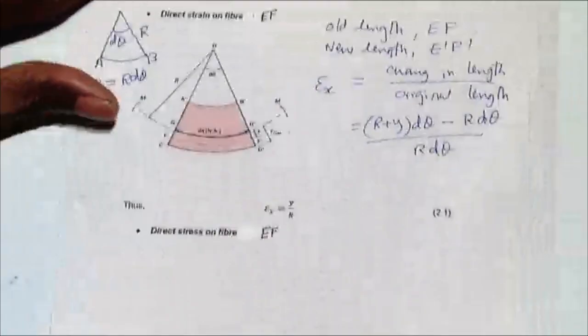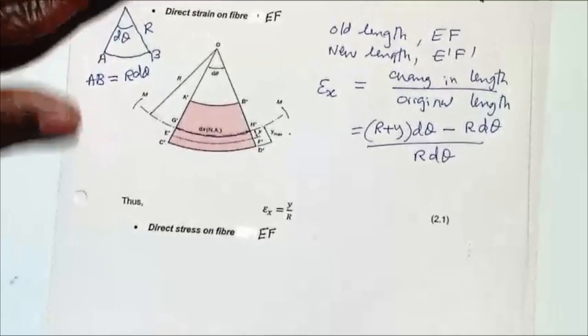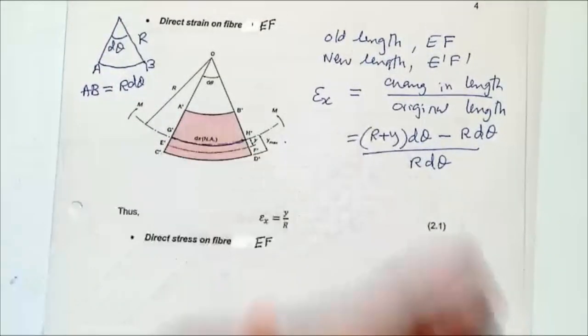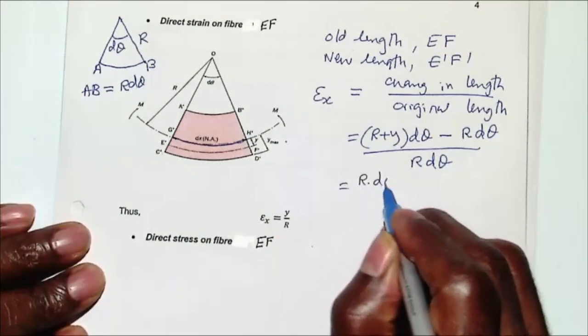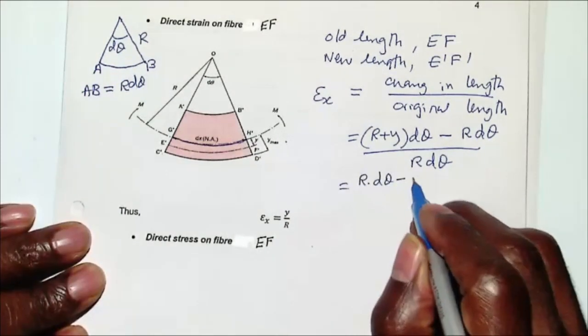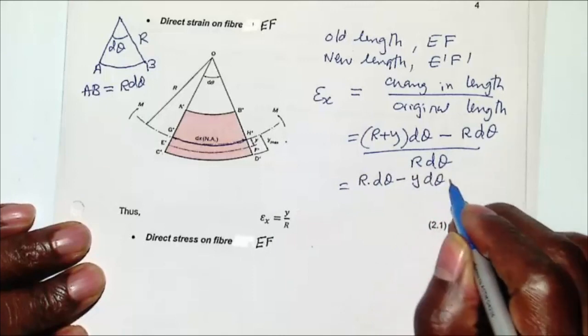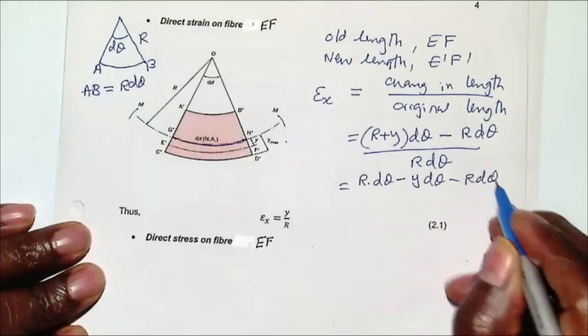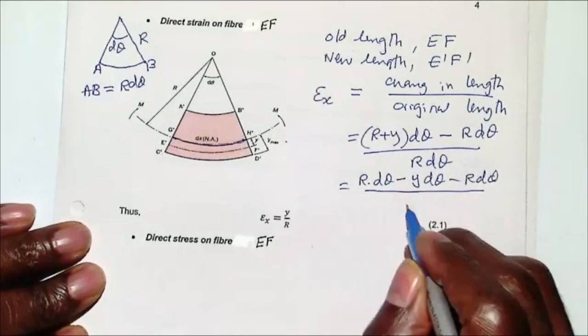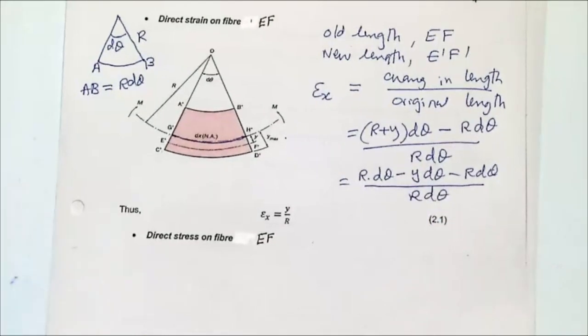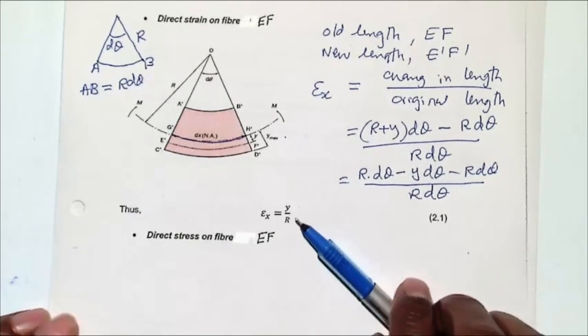So I hope that's okay. That's the strain. If you open up that bracket, we'll have R d theta minus Y d theta minus R d theta, all over R d theta. And that will give us the strain at a distance y from the neutral axis.